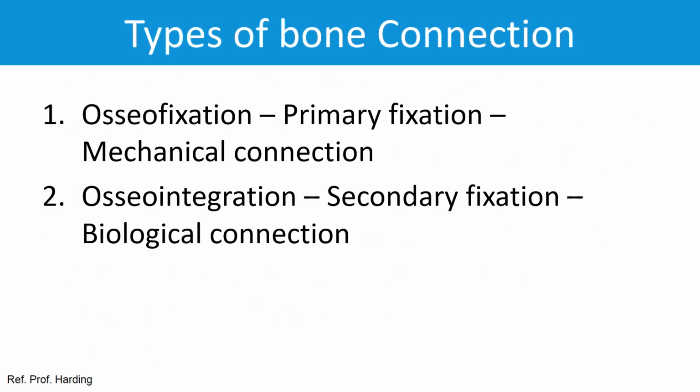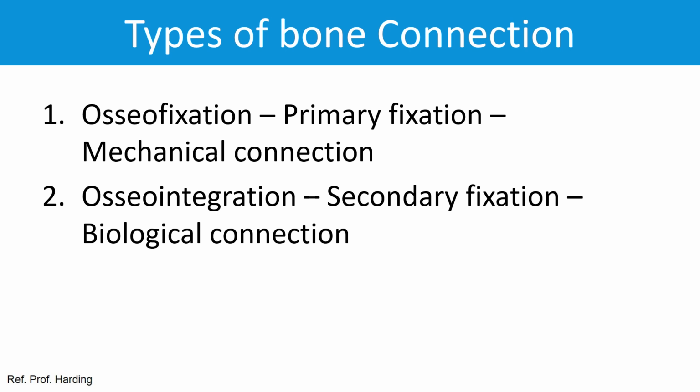Now, there are two types of bone connection with an implant. In the first, the connection can be called osteofixation. This is primary fixation, and it's mechanical connection. There's no biology involved in this process at all, and this is akin to immediate loading of implants. It is basically, as I've said before, the screw into wood scenario. There's no biology, it's just a straight mechanical connection.